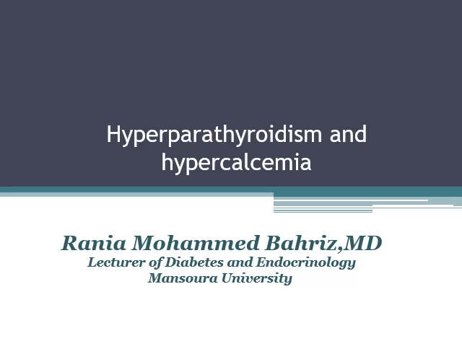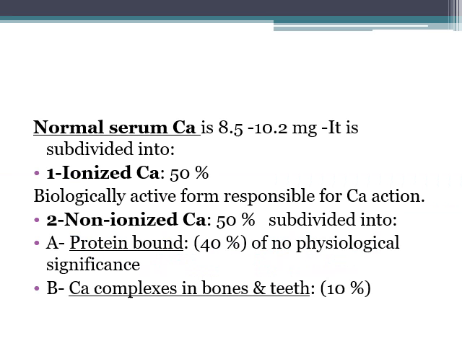Today, I'll discuss with you the topic hyperparathyroidism and hypercalcemia. First, we must know a normal serum calcium. Normal serum calcium is from 8.5 to 10.2 milligram per deciliter, and it is classified into ionized calcium, which is 50%, and non-ionized calcium, the other 50%. For ionized calcium, it is the active form for serum calcium, while a non-ionized is in the form of protein bound or calcium complexes in bone and teeth.